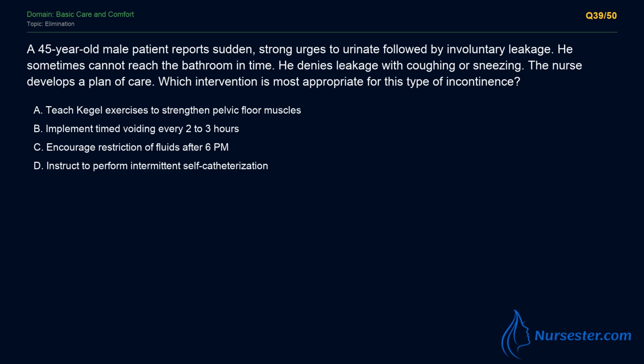Option A. Teach Kegel exercises to strengthen pelvic floor muscles. Option B. Implement timed voiding every 2 to 3 hours. Option C. Encourage restriction of fluids after 6 p.m. Option D. Instruct to perform intermittent self-catheterization.